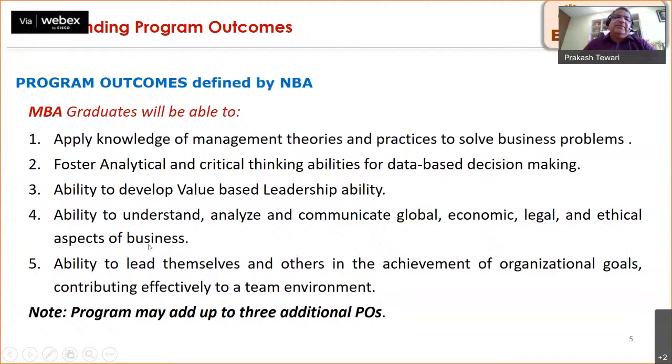So either there will be 6, 7 or 8 POs in all for the MBA program. 5 mandatory and another 1 to 3 written by the respective MBA offering institutions. Okay. Now, these are some additional inputs for faculty members from diploma and MBA programs.